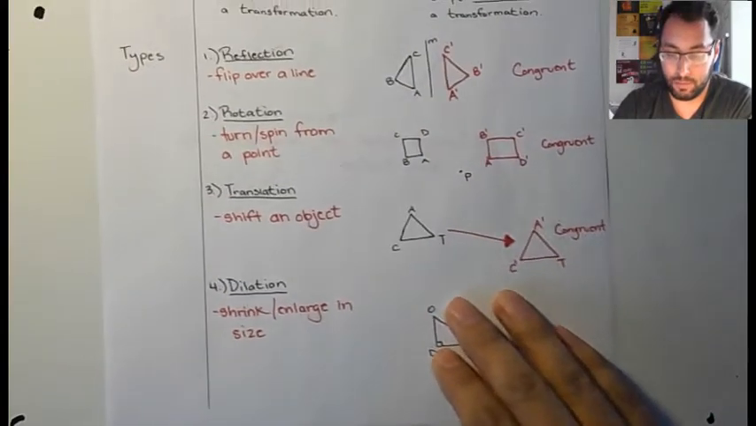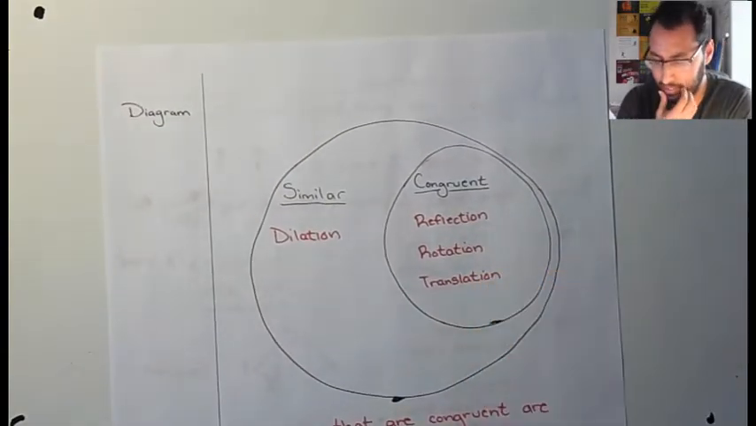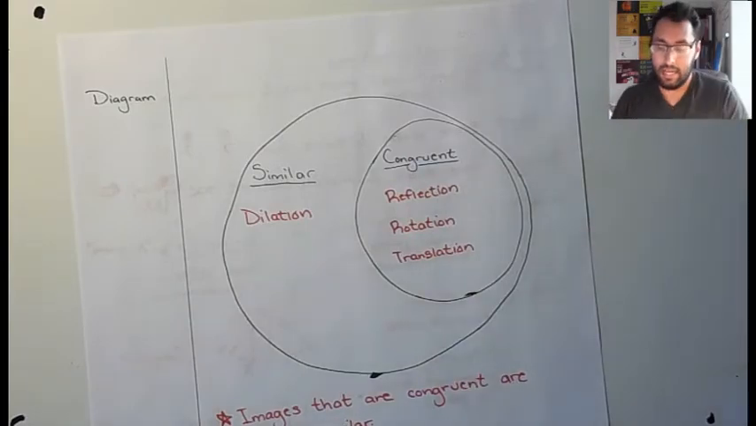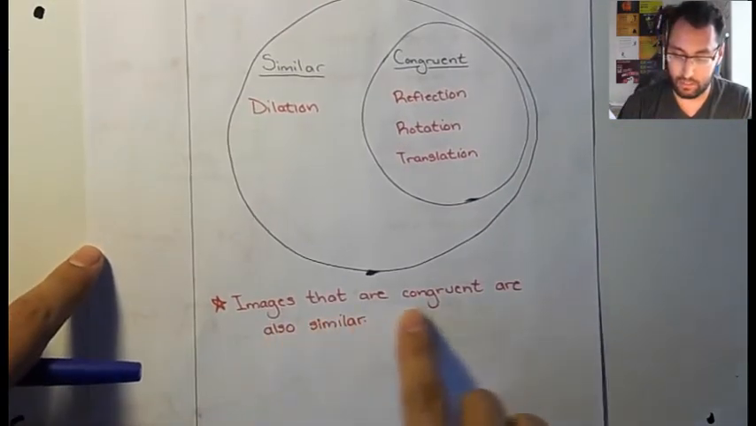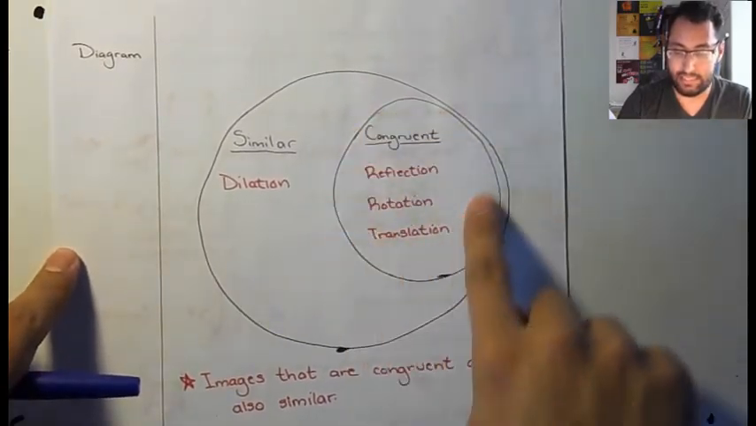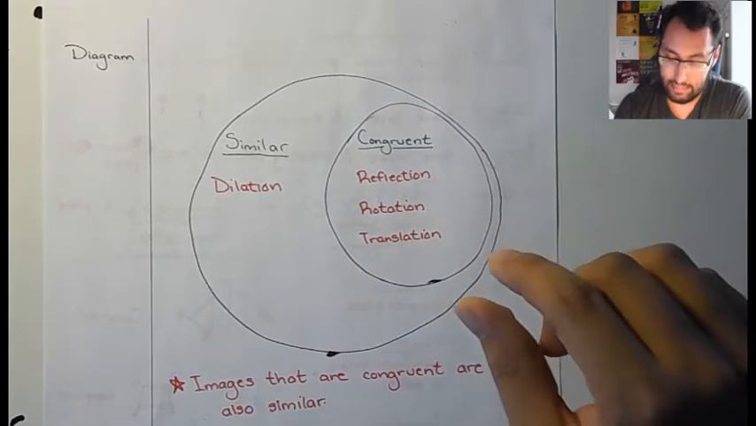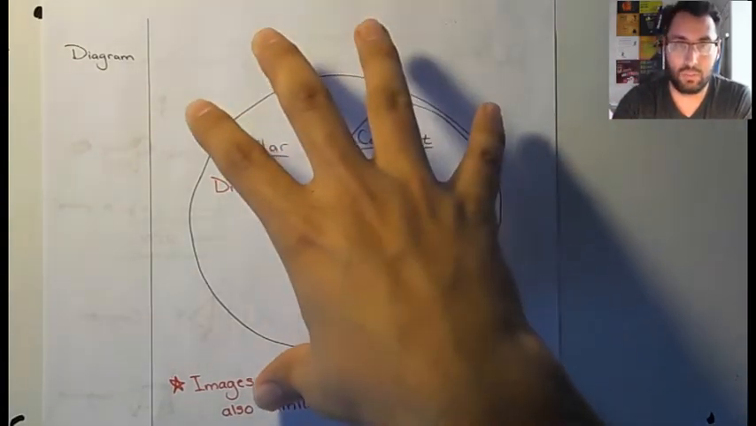All right, so that's pretty much it for the front side. On the back side, it's kind of a Venn diagram, where we have congruent and also similar. Anything that is congruent is also similar. So it says images that are congruent are also similar. So anything that's in this circle, you're gonna write reflection, rotation, and translation. So it's the same shape, same size, but it's also going to be similar.